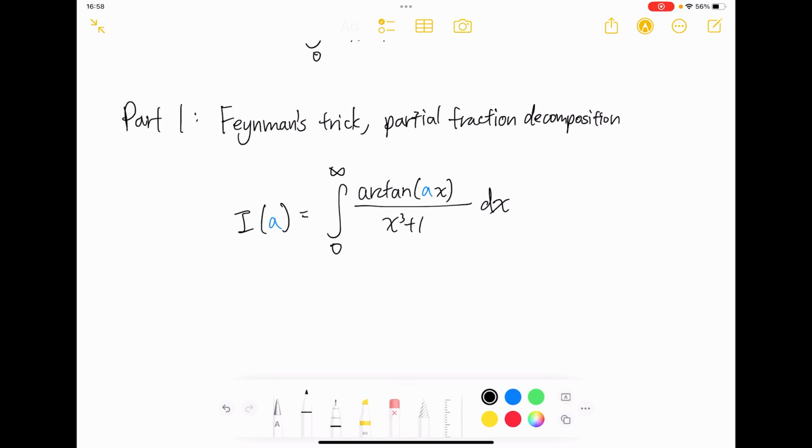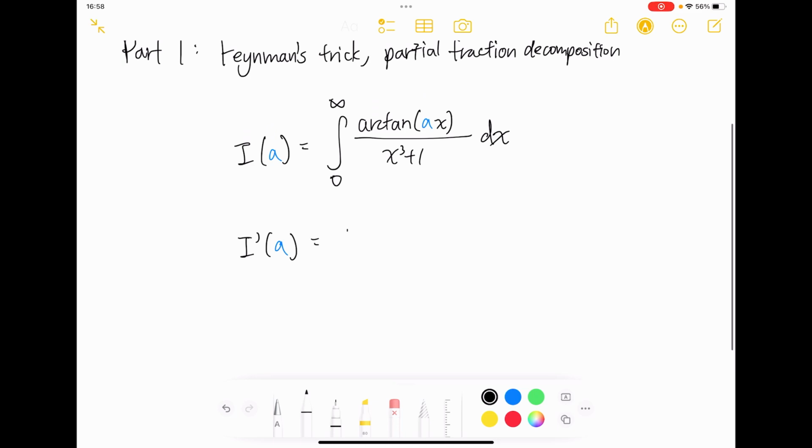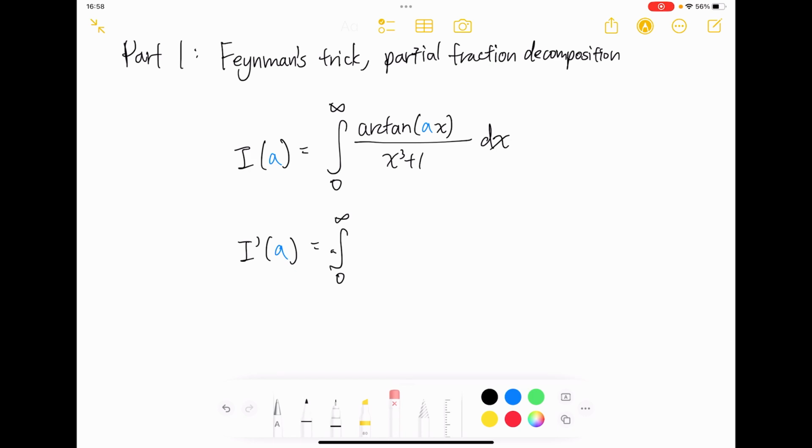And because we now have this function, we can differentiate both sides with respect to a. Differentiating both sides with respect to a, we're putting a d/da outside. But by Leibniz rule, we can put the operator inside of the integral operator. So we can switch the two operators, and the differential operator becomes a partial with respect to a. And 1 over x cubed plus 1 is not affected, so that's going to get pulled out. And we're going to have the partial with respect to a of arctangent ax.